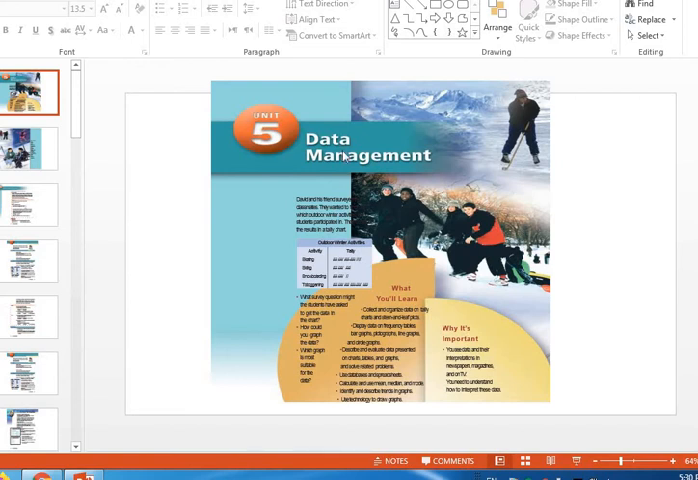I hope you're fine. Today we're going to talk about data management: how to manage the data that comes to you and organize it in a table or a graph. Let's see.